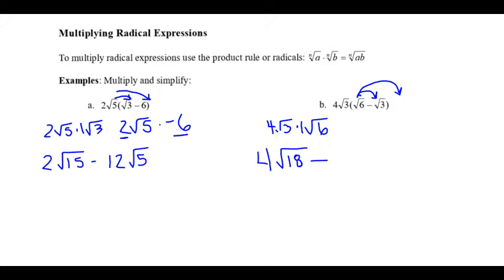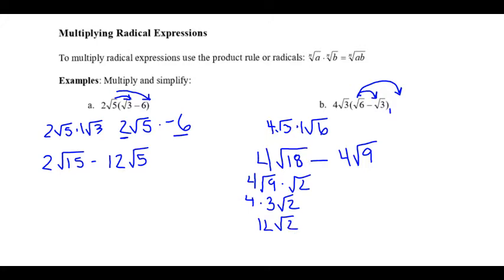Minus, and then 4 times 1, again, is 4. The square root of 3 times the square root of 3 will give me the square root of 9. And then this one we can simplify. We want to break it down as much as possible. So remember, the square root of 18, we will have the square root of 9 times the square root of 2. And that will give me 4 times the square root of 9 is 3 times the square root of 2. So we'll make it 12 square root 2.